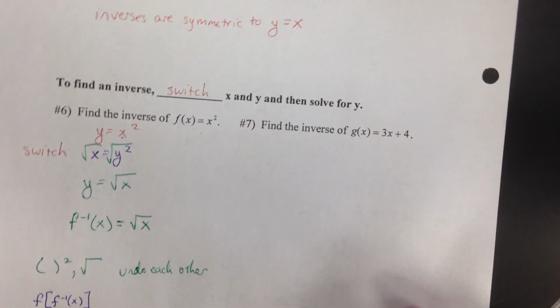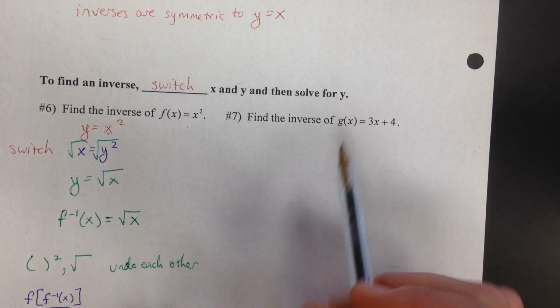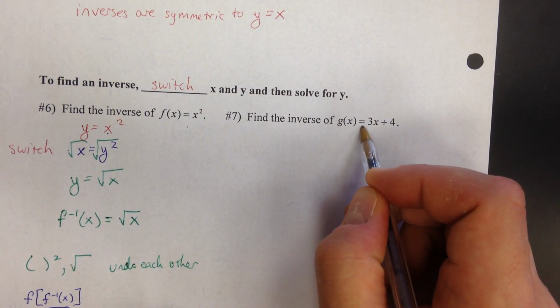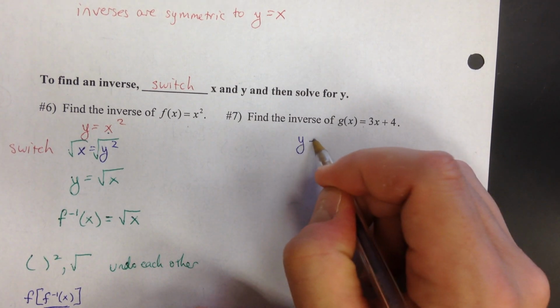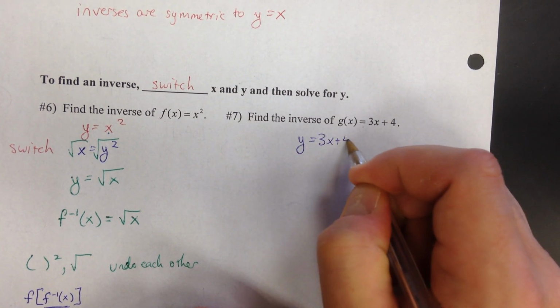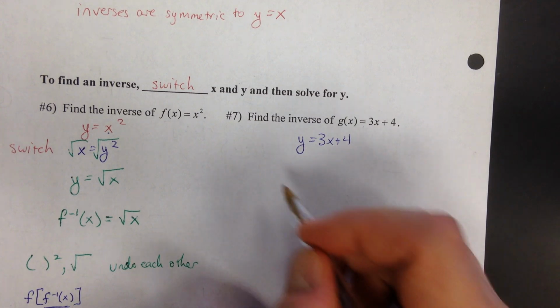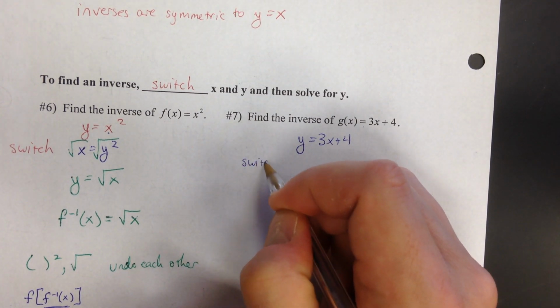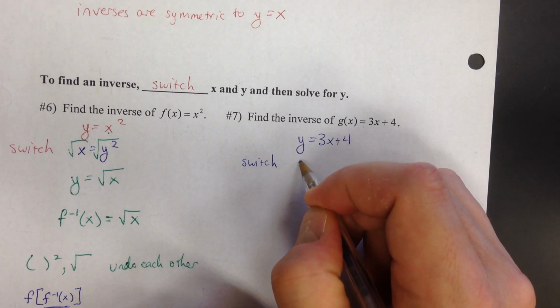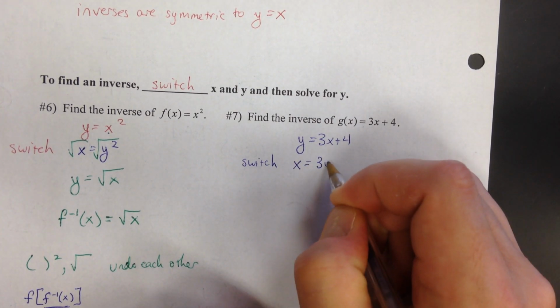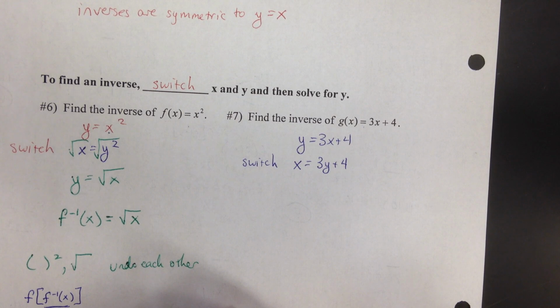So let's do one more here. Let's take number 7. Find the inverse of g of x equals 3x plus 4. I'm going to start again by writing this as y equals 3x plus 4. When you find an inverse, we're going to switch x and y. So I'm going to rewrite this, x equals 3y plus 4.